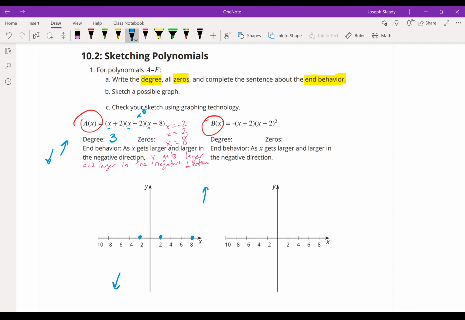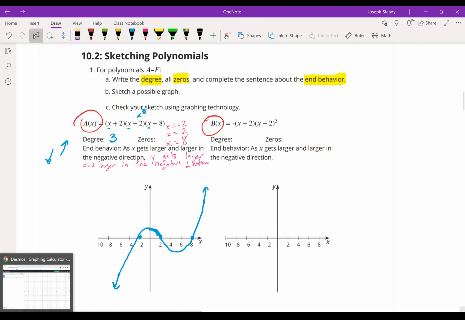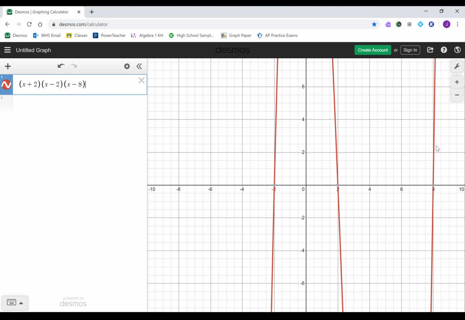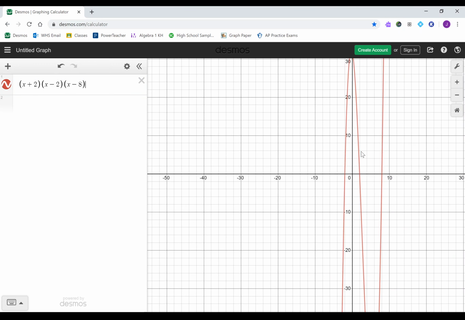And then from here, we just connect the dots. It's not going to look perfect, and we're not calculating any exact points, other than our x-intercepts. But roughly, our graph is going to look like this. So let's go over to Desmos and see how we did. X plus 2, x minus 2, x minus 8. So there's our polynomial. I'm going to zoom out a little bit so we can see it better.